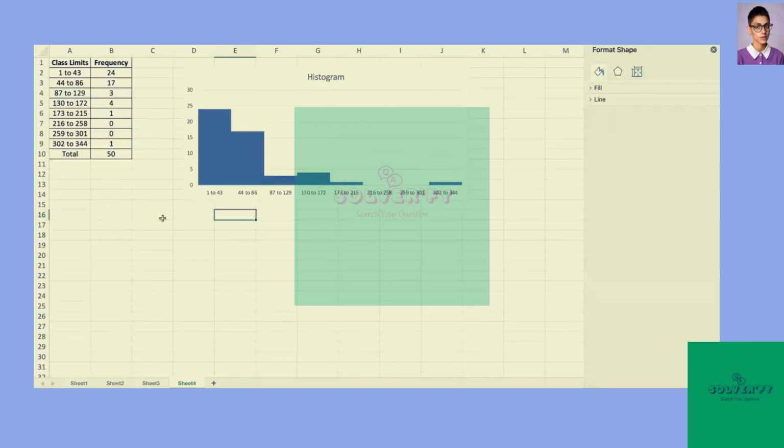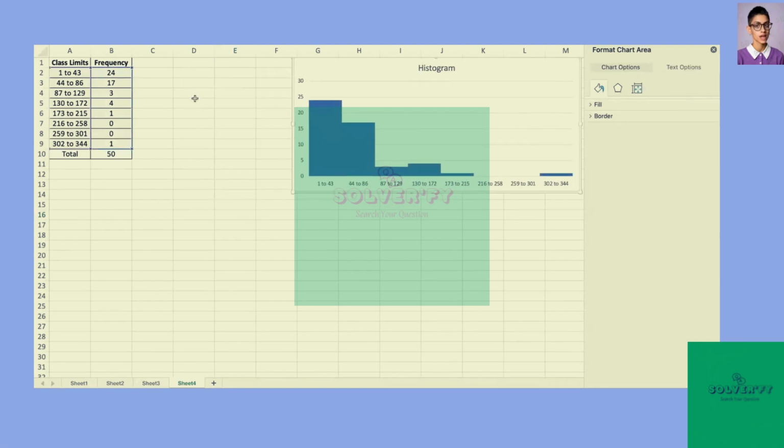Then I'm going to move this over because the next thing that I need to do is figure out the midpoints. For the midpoints, I'm going to add up 1 plus 43. Actually, I can do it on here. So I'm going to hit the equal sign and then, in parentheses, 1 plus 43, and then divide that by 2, and that's 22.